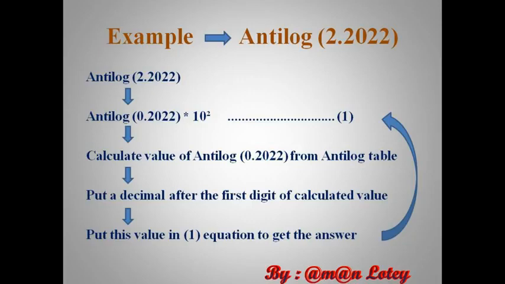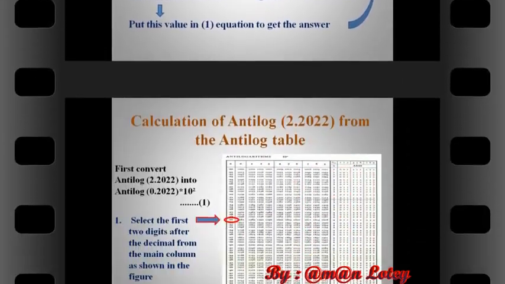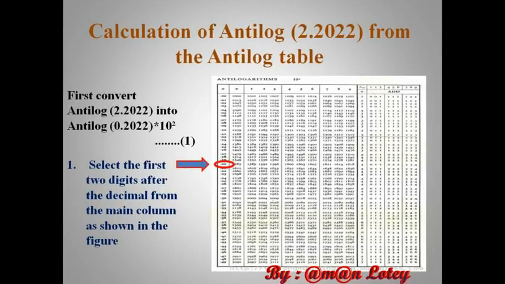Before the calculation of antilog from the antilog table, we should follow some sequence of steps as given here. First, convert the antilog 2.2022 into antilog 0.2022 into 10 raised to power 2. After making the equation, calculate the value of antilog 0.2022 from the antilog table. Now put a decimal after the first digit of the calculated value. Then put the value in equation 1 so as to get the answer. Now let us calculate this value by using the antilog table.